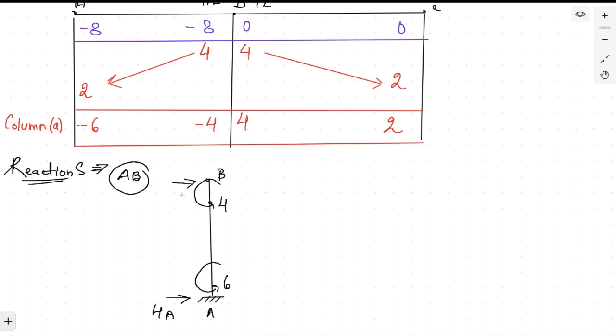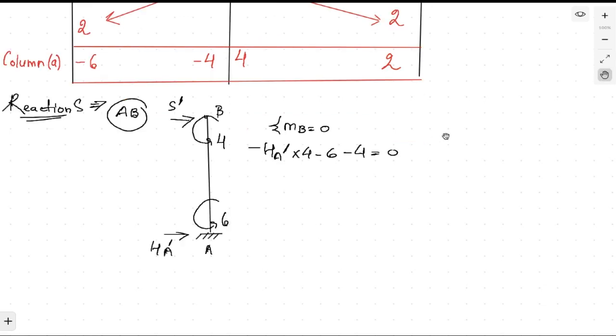ठीक. What we are doing, we are again considering summation of moment about B is equal to 0. You can again use the same thing. Let's say that this is HA dash and let's say that this is S dash here. HA पहले लिया था ना, तो minus HA dash into 4 minus 6 minus 4 is equal to 0. Now from here if you will calculate this HA dash, this HA dash will be minus 2.5 kilonewton.